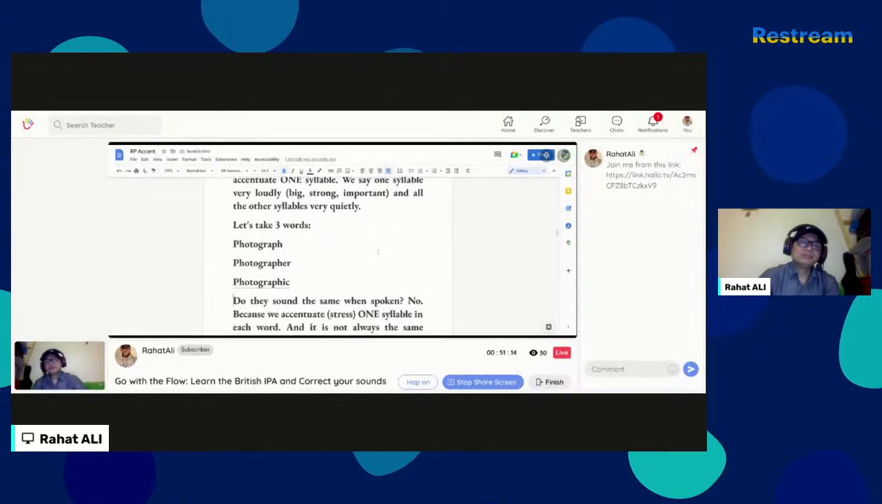Look at this same word, but it's changing. Photograph. So it's photograph, not photo even. Faux, there is an O sound. In British IPA and American IPA, this T sounds like a flap T. And also the R we are using in photograph in British IPA, whereas Americans are using a diphthong A sound or a schwa sound.